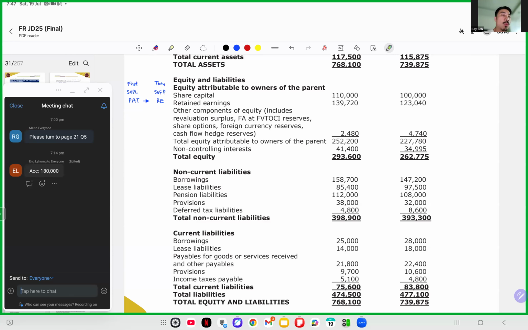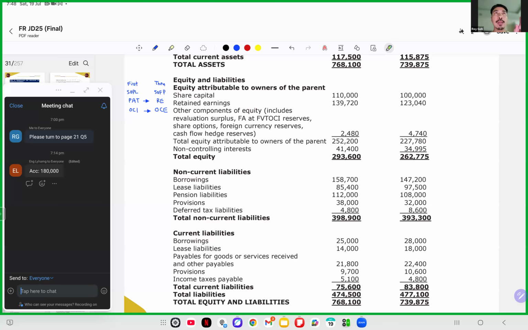You ready? What first? The OCI first. That means in the P&L, below they got OCI. Then you have the OCE, other components of equity. Please do not get confused between OCI and OCE. OCI comes from the P&L, they call it other comprehensive income. You have the OCE, called the other components of equity.